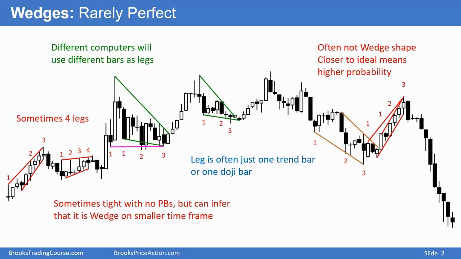The closer something is to the ideal, the higher the probability that it will behave like the ideal. So the better looking a wedge, the more likely a lot of computers and traders will trade it like a wedge, and therefore more likely you'll get the reversal.